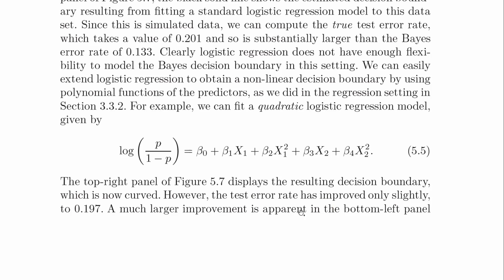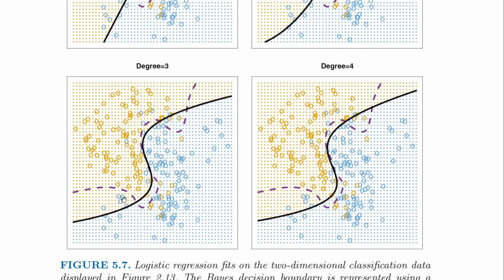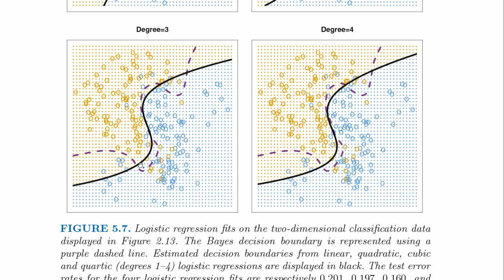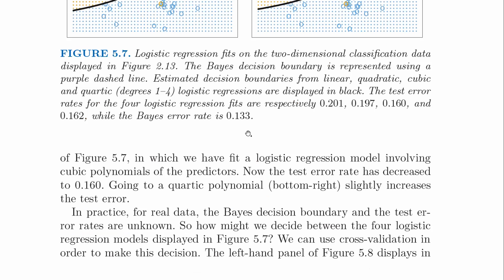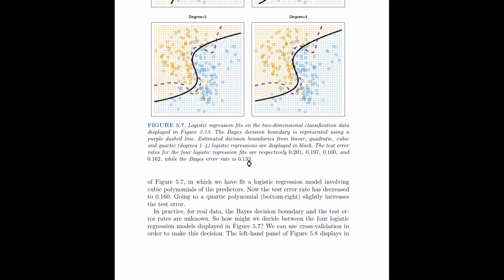A much larger improvement is apparent in the bottom left panel. This one, look at this one. This is really great because you see this bulge over here. This is where we were really getting it wrong. These 2 bulges over here. But with the cubic, we're allowed to go around them. This is really great. Now the test error rate has decreased to 0.16. Going to a quartic polynomial slightly increases the test error. I think I'm going to finish over here.